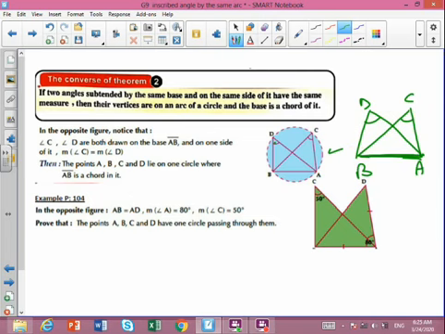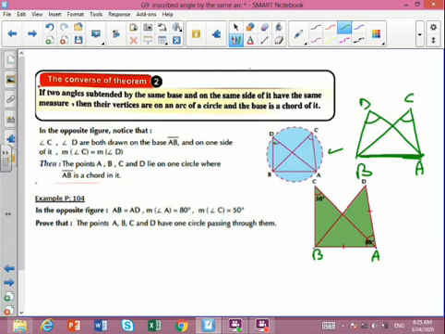Okay, so let's see the example. A, B, C, D. Measure of angle C is 50. AB equals AD. Measure of angle A equals 80. I want to prove that the points A, B, C, D have only one circle passing through them.